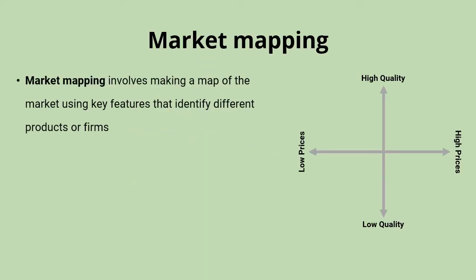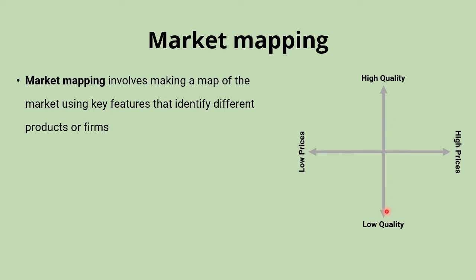Market mapping involves making a map of the market using key features that will identify different products or firms. So on our market map here, we have quality and price on the two axes. But actually you could have anything on there. So you might have level of necessity on one of the axes, with necessary goods going across to more luxurious goods. Maybe if you're making a market map of clothing brands, it might be useful to look at fashion against function on one of the axes.